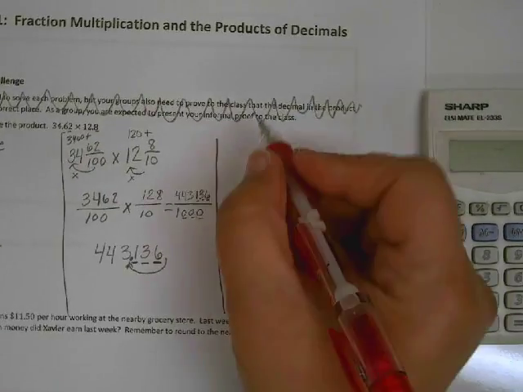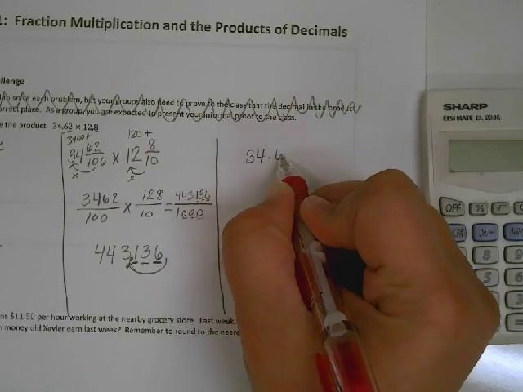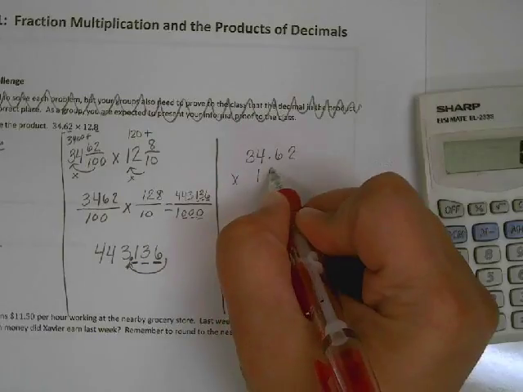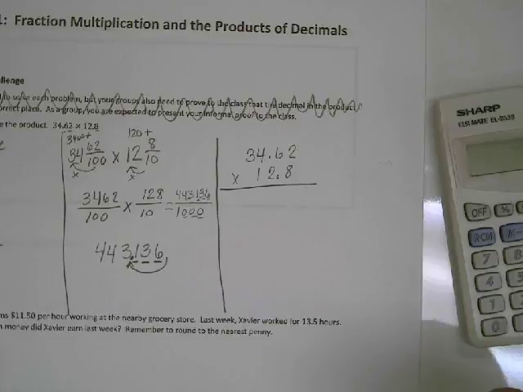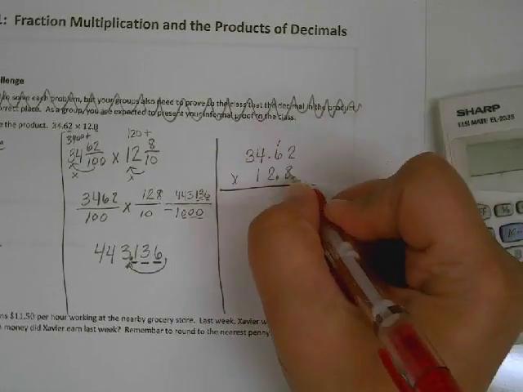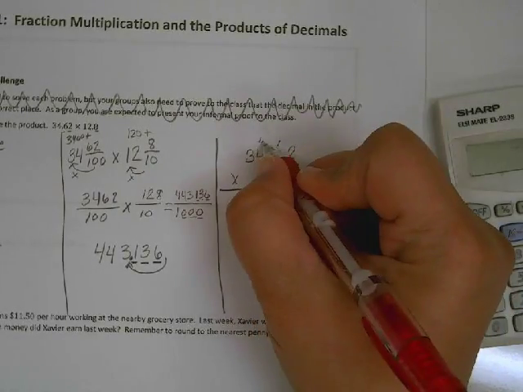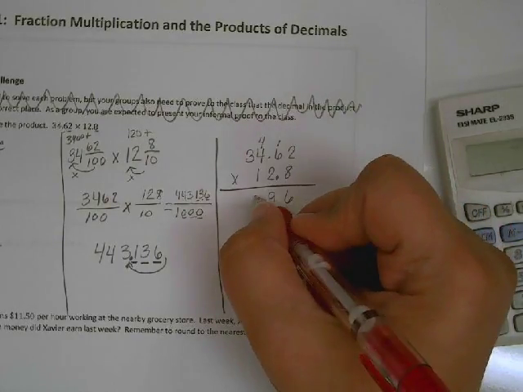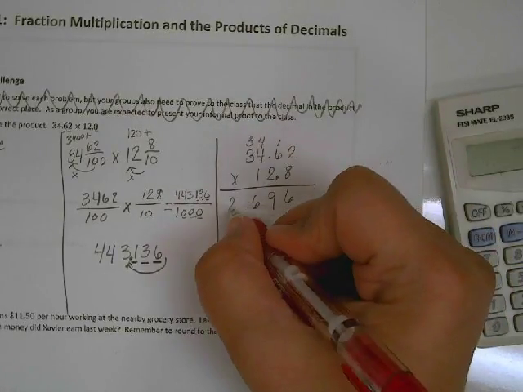Next, I can just do my multiplication. Remember, my step 1 is to ignore my decimal. So 8 times 2 is 16. Regroup my 1. 8 times 6 is 48, plus 1 more is 49. Regroup my 4. 8 times 4 is 32, plus 4 more is 36. Regroup my 3. 8 times 3 is 24, plus 3 more is 27.